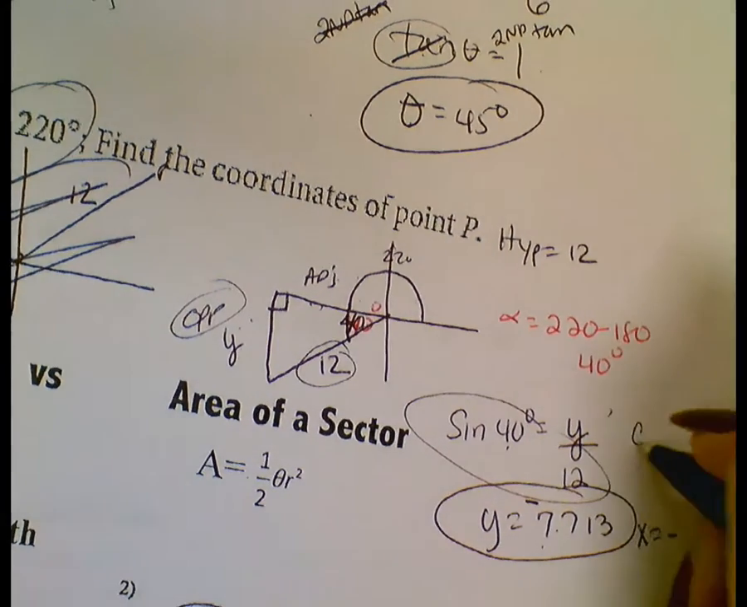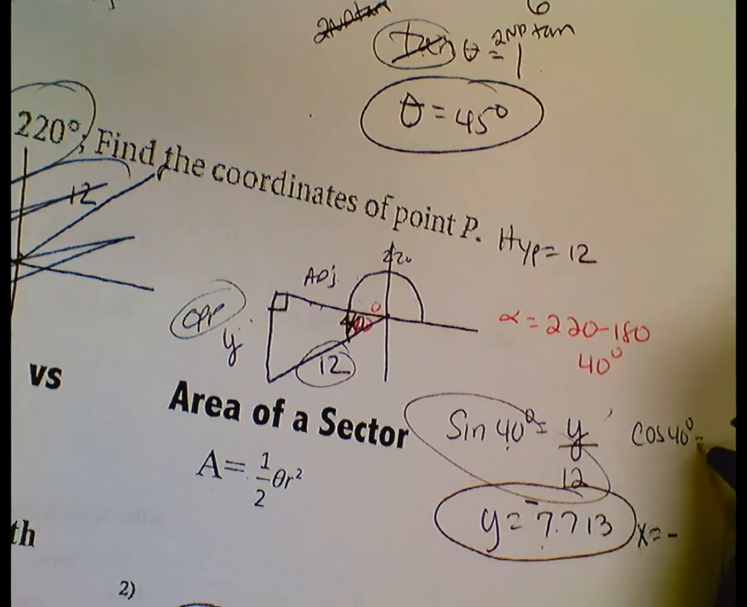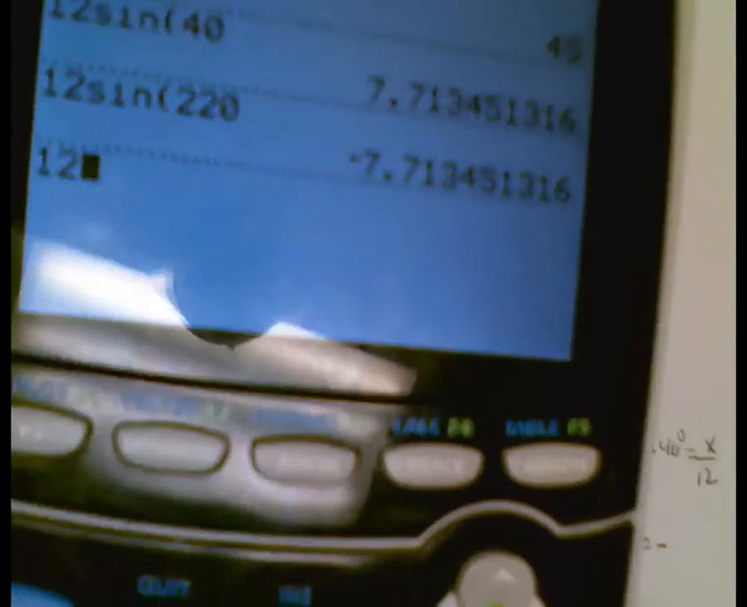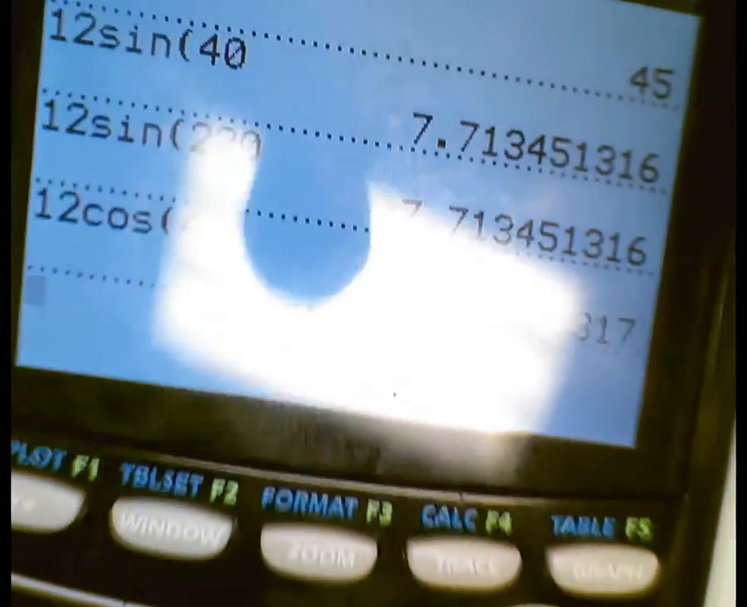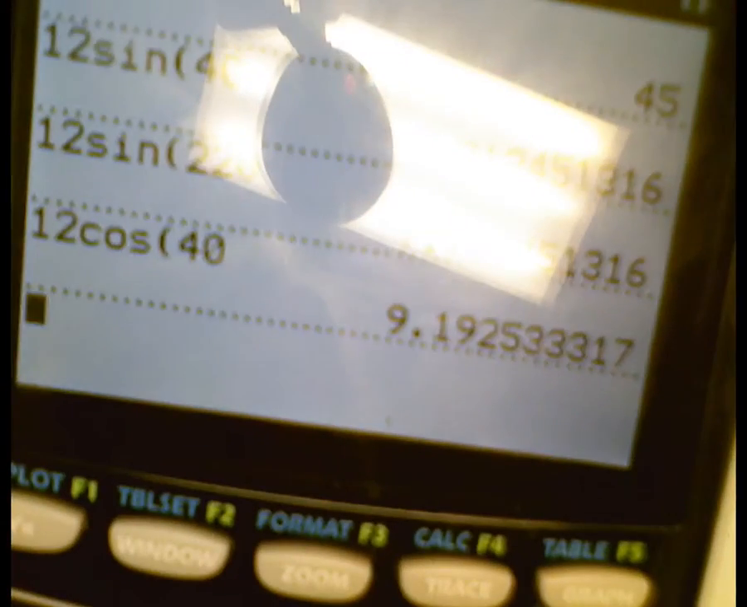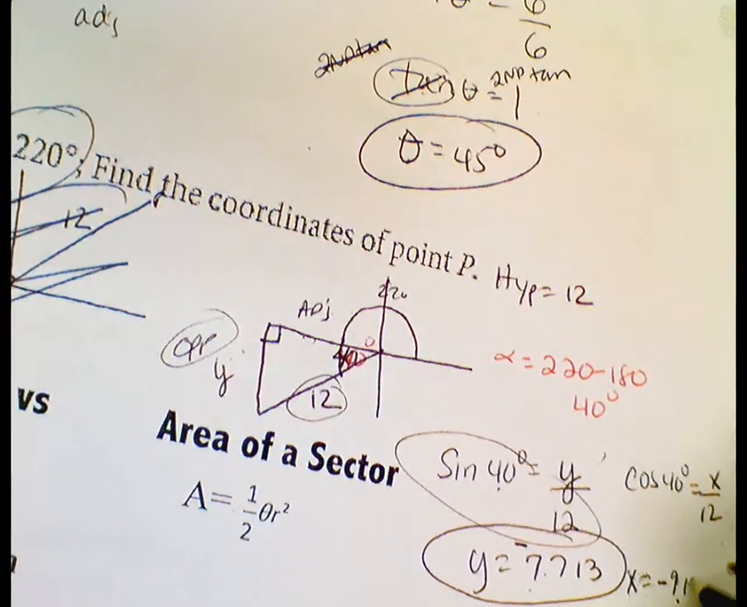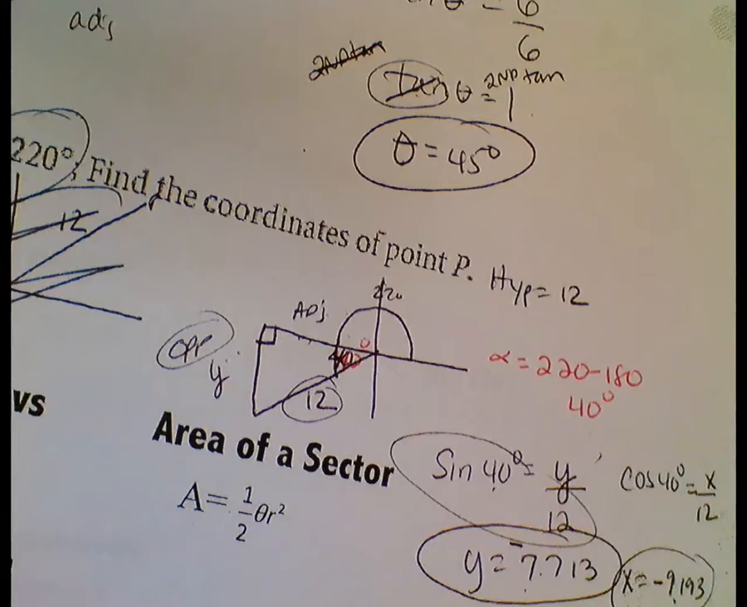So to figure that one out, you're going to go cosine of 40 equals X over 12. So do 12 cosine 40. This answer is 9.193, but it's negative because we went left.